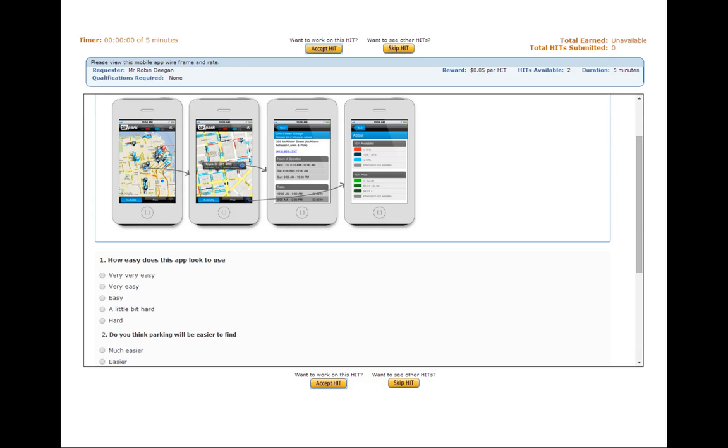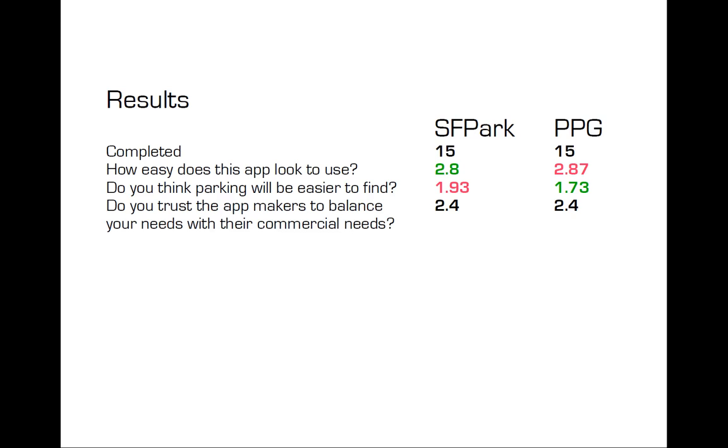I did a very quick wireframe of the SF Park app as well, and I presented both wireframes randomly to about 30 users, and I asked them some simple questions. I used Mechanical Turk. It took about an hour. For the questions, I used a Likert scale from 0 to 5.